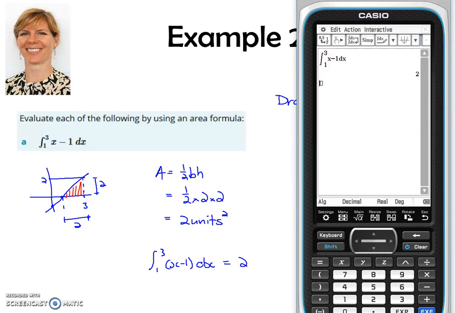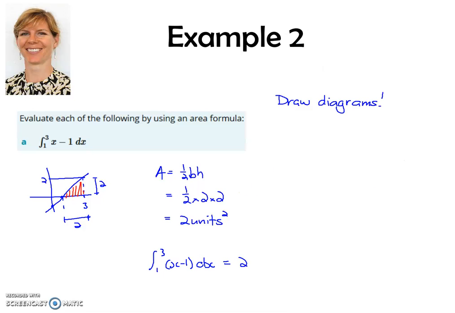So that's how you can do it quickly on your class pad, but I really can't emphasize enough how important it is to have some understanding of what you're actually looking at visually. So where is the area that you're trying to find, what sort of graph it is. So really do draw diagrams, don't just rely on your class pad to work it all out for you, because you will come unstuck.